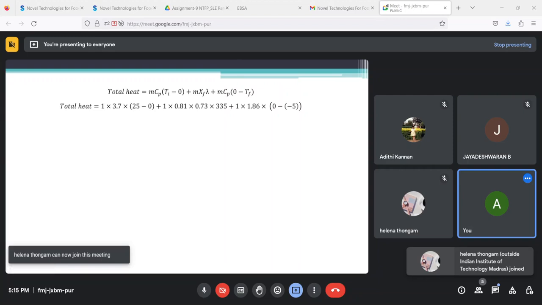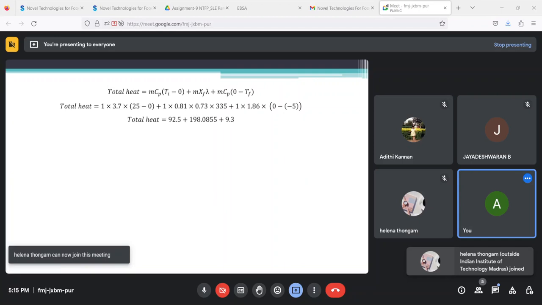So if your freezing point was something else, if it was not 0 degrees Celsius, accordingly this formula will also change. If your freezing point was 2 degrees, you will write it as 2 here. And since you are assuming a freezing point as 0 degrees Celsius for water, you have 0 here. Hope this is clear.